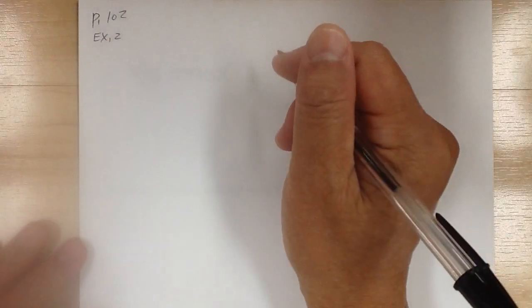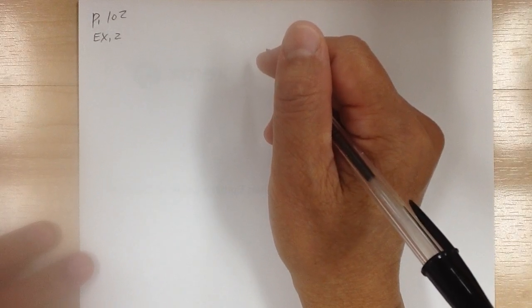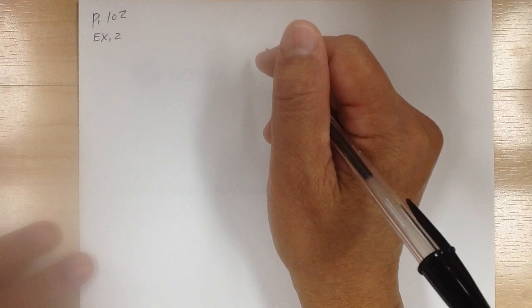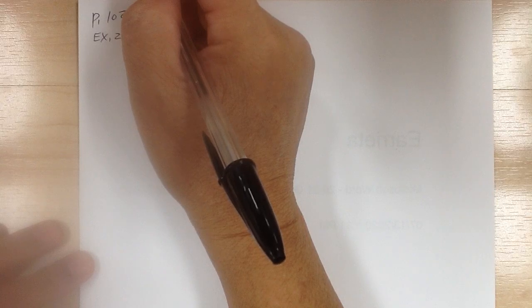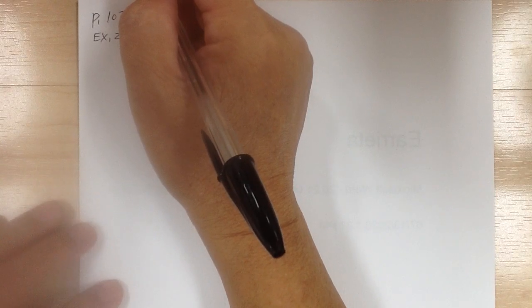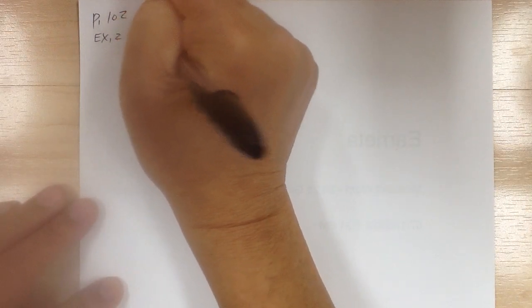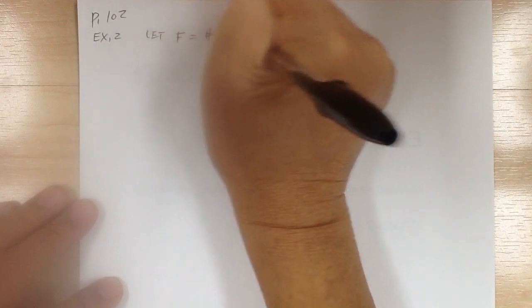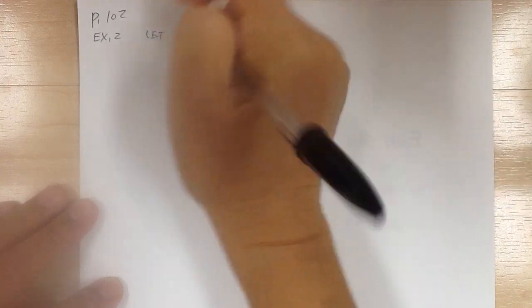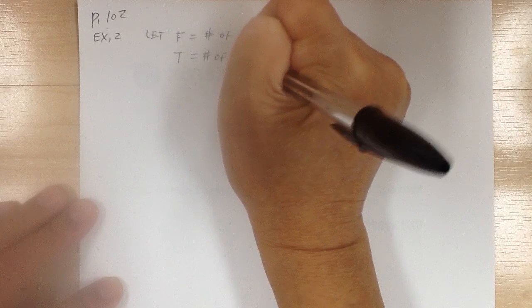Example 2 says, a customer asked a bank teller for $390 in traveler's checks. Some are worth 50s and some are worth 20s. And you're looking for a possibility of the number of each type of check the customer can receive. So you can set up your variables. Let F equal the number of $50 checks, and let T equal the number of $20 checks.